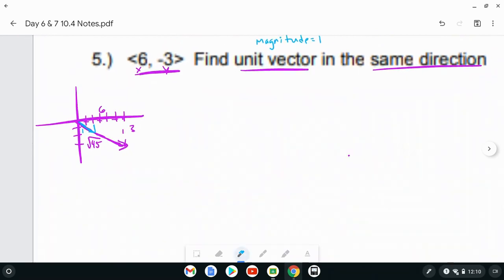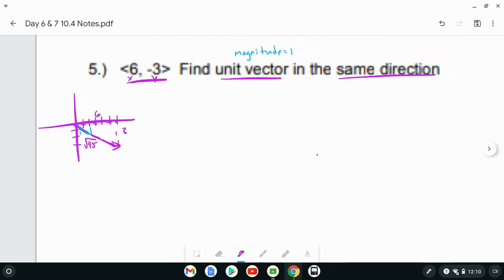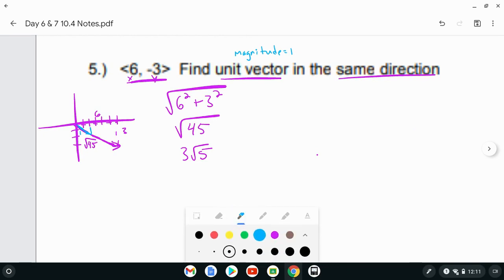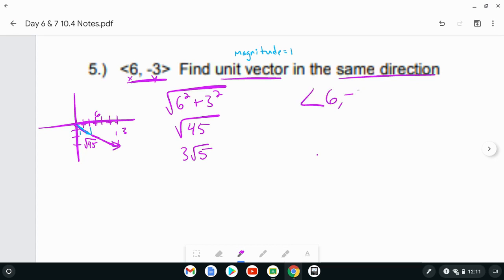So let's go ahead and talk about this. I already found it actually, but let's find the magnitude of the vector that we're actually looking at. So I just said square root of 45. This is going to be 3 root 5. In order to find the unit vector in this direction, what we want to do is multiply our initial vector by the reciprocal. So we're going to multiply this, or you can divide it by the actual magnitude, but we're going to scale. Like we said, we're scaling this vector down so that it has a magnitude of 1.